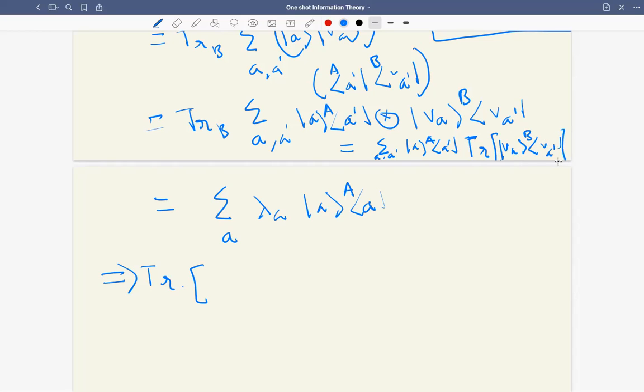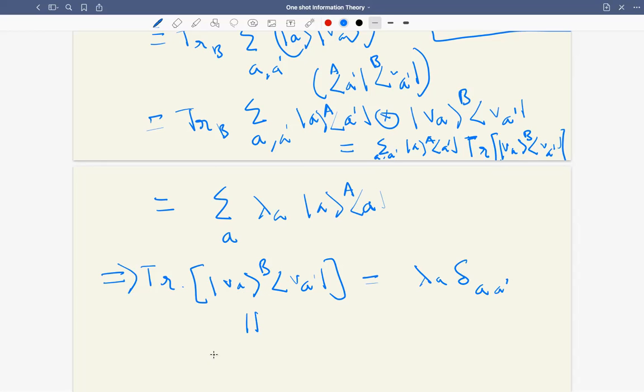Right. So what I have is the trace of |VA⟩⟨VA'|. This is equal to lambda A times the Kronecker delta on A, A prime. Kronecker delta just means that if A is not equal to A prime, it is 0. So all I'm saying is that if A is not equal to A prime, this trace is 0. If A is equal to A prime, this trace is lambda A. But I know what this trace is.